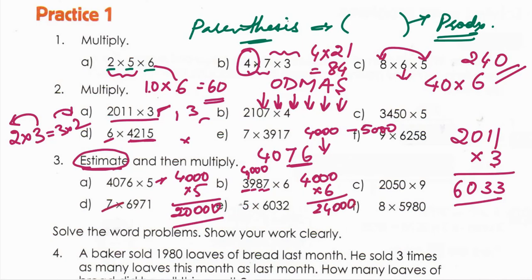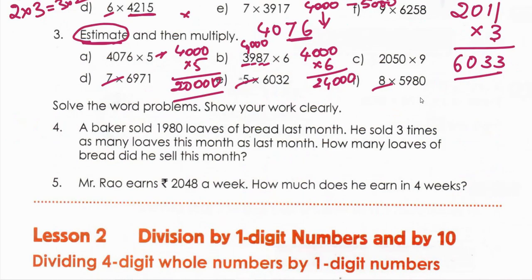Similarly, do these values. Make them first near to their thousand value, because you have all 4-digit values here. You just see here, 6971 is closer to 7000. It is not close to 6000. 6000 is very far. 6032 is closer to 6000, not to 7000. Similarly, 5980 is closer to 6000, not to 5000. You take these values and multiply with the other number given, and you will get the answer.